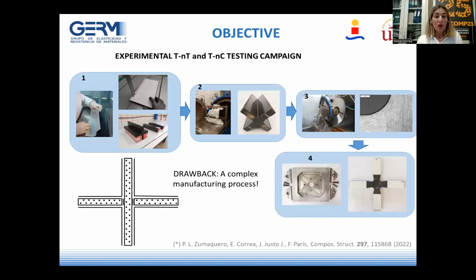The performance of this test is quite challenging, mainly because of the difficulty in achieving a geometry free of stress concentrations. Besides, in this particular case, the orientation of the fiber is also a problem, and it really conditions the manufacturing process. We've got here the stages of the manufacturing process. I don't have time to explain them, but we need to build cross prints, cure them, and cut them into slices, and then a very delicate machining process is needed to obtain the final geometry.